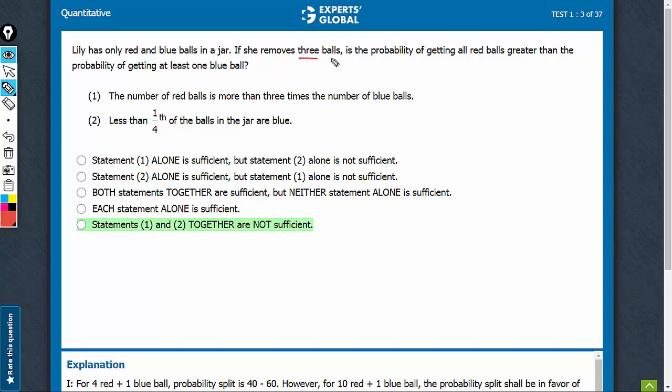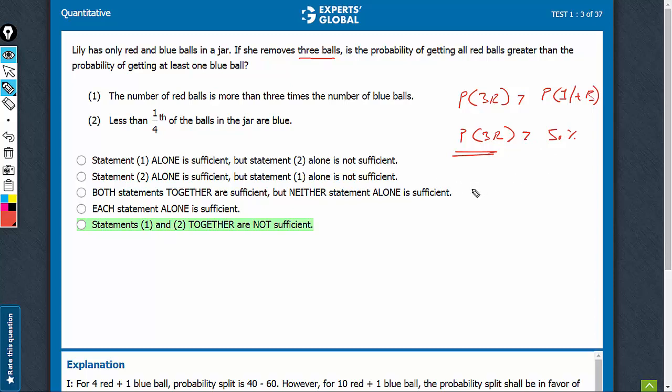Three balls are being drawn, and the question is whether the probability of getting all three red is greater than the probability of getting one or more blue balls. See, in simple words, it is like asking whether the probability of all three red is greater than 50%. Because when all three are not red, automatically one or more becomes blue. So in simple words, the question is asking whether this probability is greater than 50%. That makes the question a lot simpler to look at.